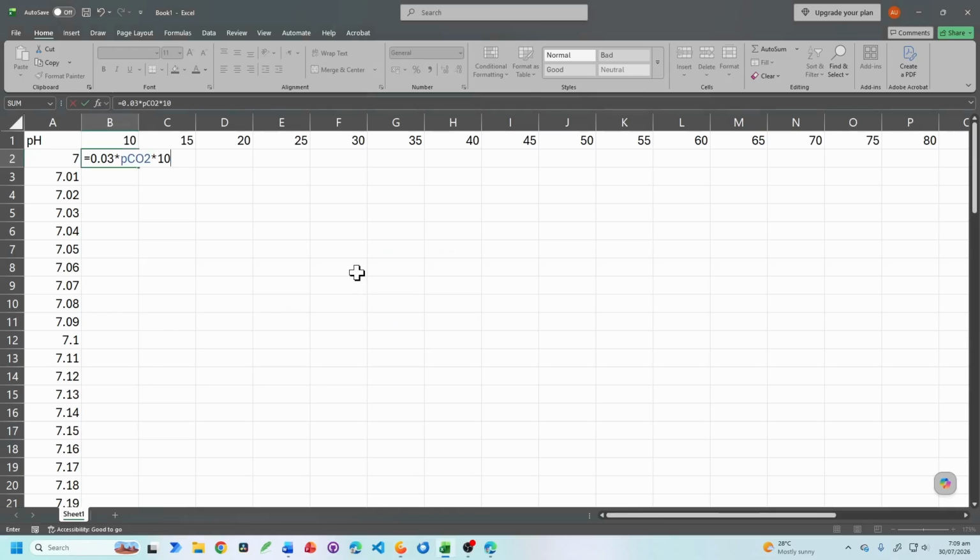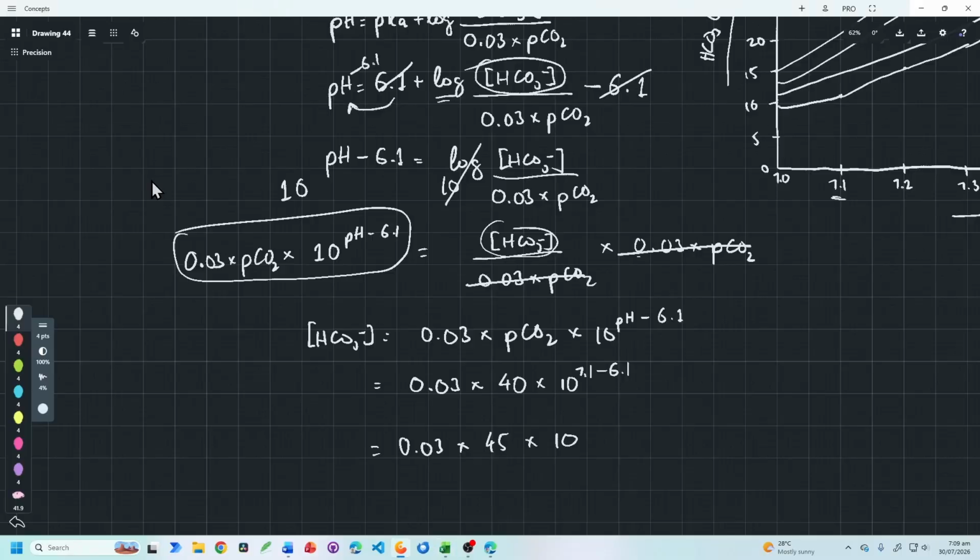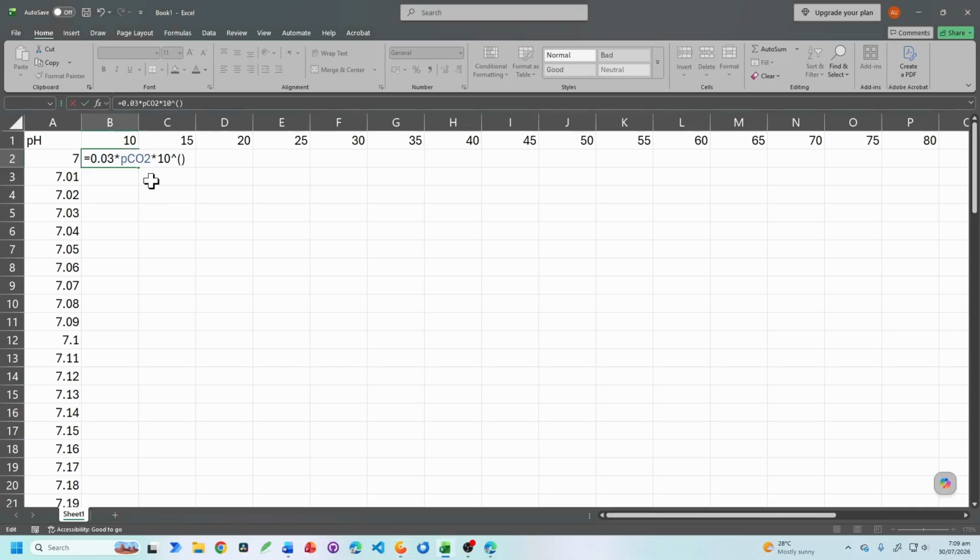10 raised to power icon is this one. Then it is telling me that the formula is wrong, but Excel, don't worry, I will fix it. And pH is 7.0 for now, minus 6.1. Now of course here we know PCO2 is 10, so we can write 10 here, right? And then we can copy this formula, right? And actually I am teaching first the wrong approach.